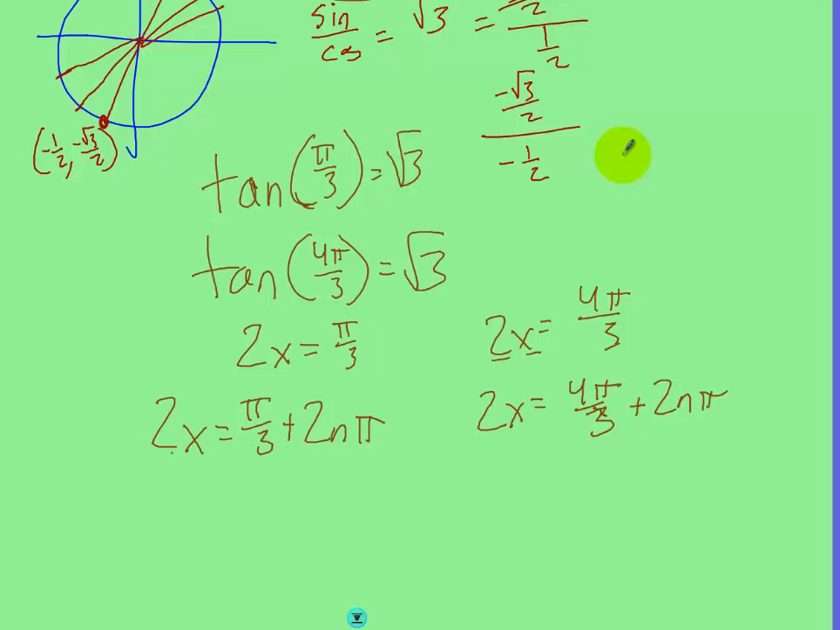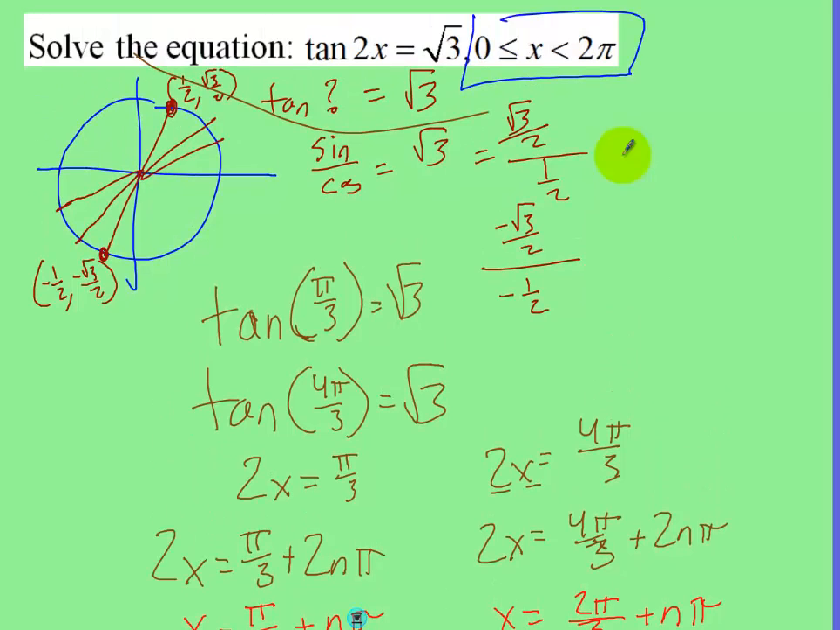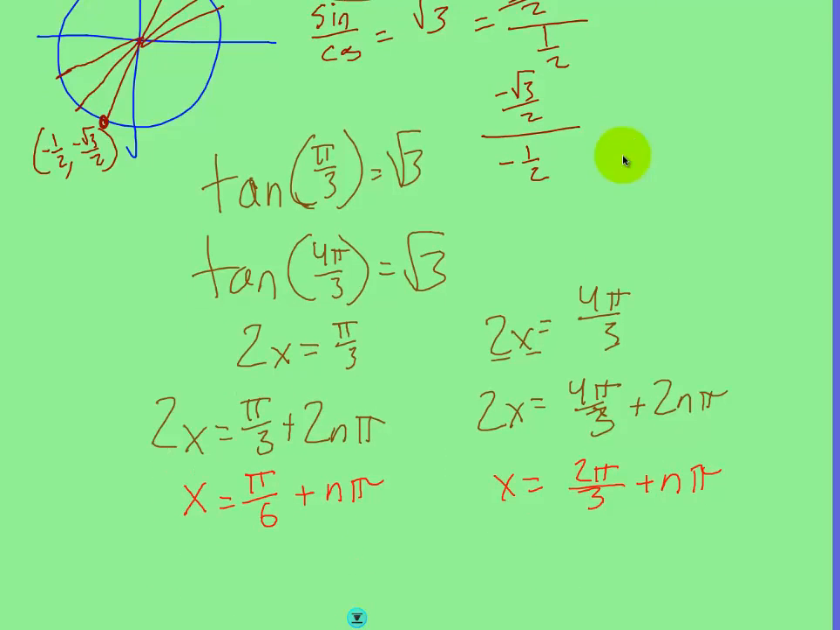Now, it's because we have this 2x. Now I want to isolate that variable x. So divide everything by 2, you get x equals pi over 6 plus n pi, and x equals, that's going to be 4 pi over 6, or 2 pi over 3 plus n pi. So what values, now we want to start listing out values. Remember, our domain goes from x equals 0 to 2 pi.